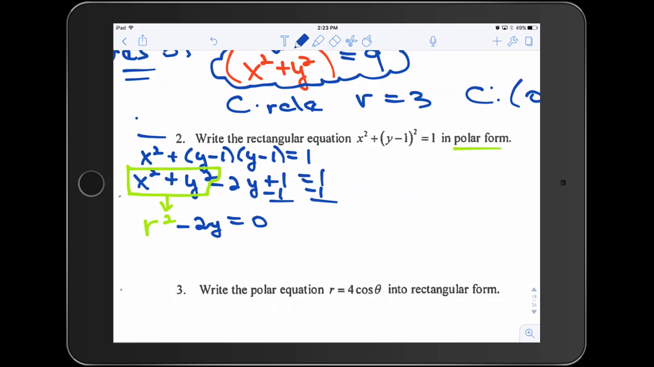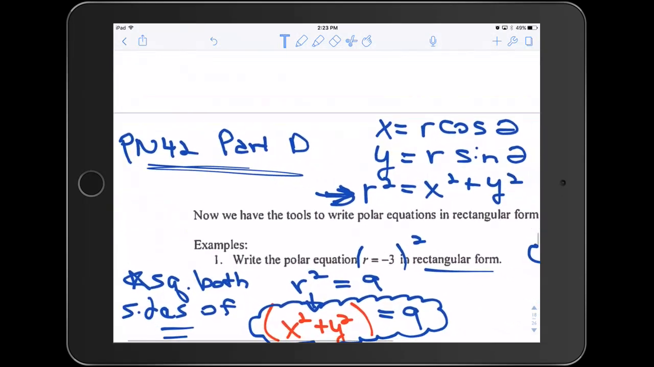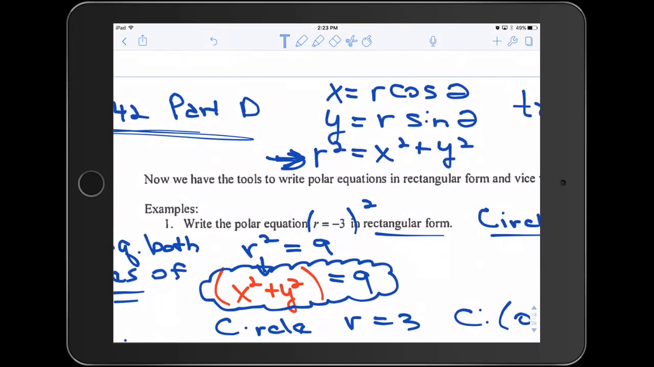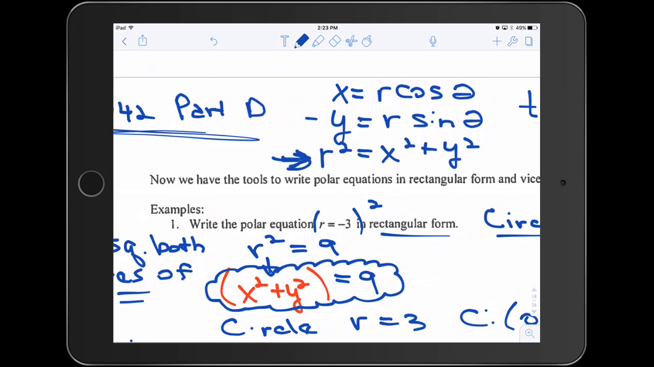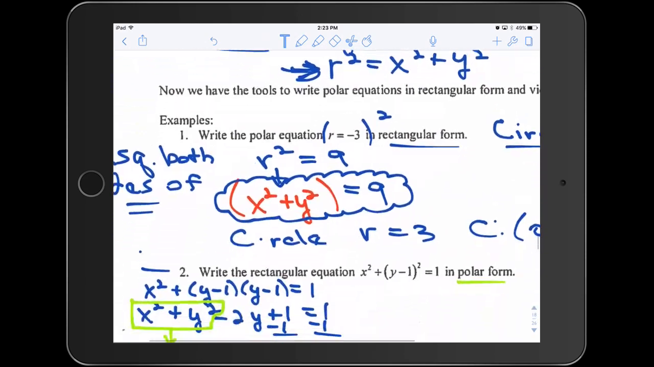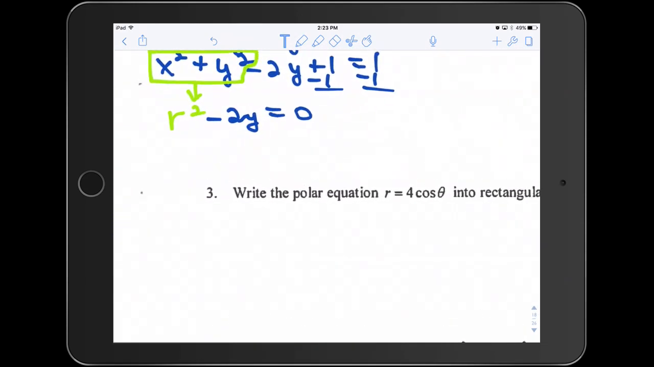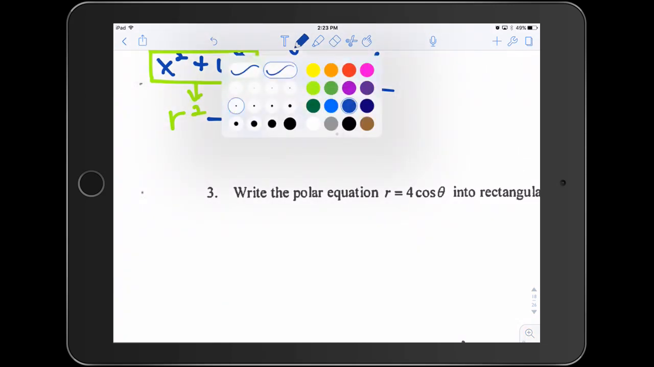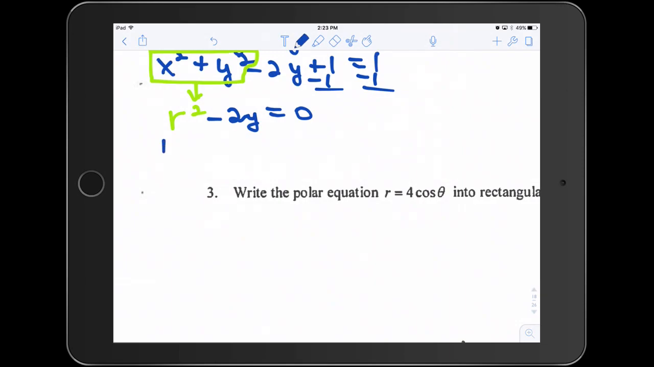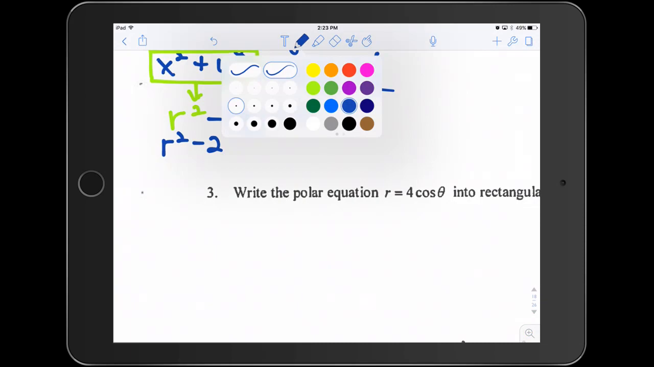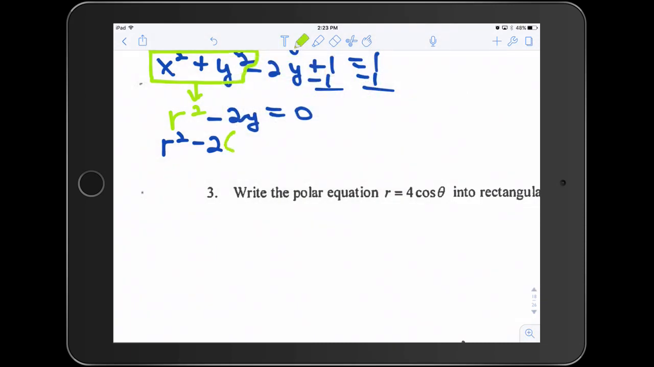But I do need to get rid of that y, and I'm going to remind you that y is equal to r sine theta. So I'm going to go back down to where I'm working and replace that y. Should I go back to that really? No, I'll just leave it at that. I'm going to have r squared minus 2, but instead of y now, I'm going to replace it with r sine theta.